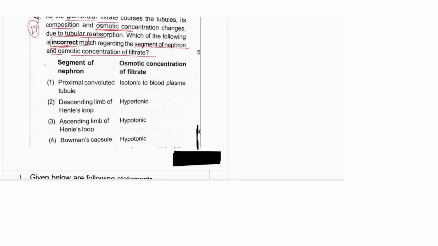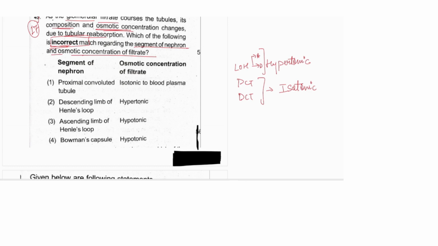We know one thing: the loop of Henle has the hypertonic solution. And the PCT and DCT both have isotonic urine. Loop of Henle means both ascending and descending limbs, and they both have the hypertonic condition. Okay, so let's see this question.